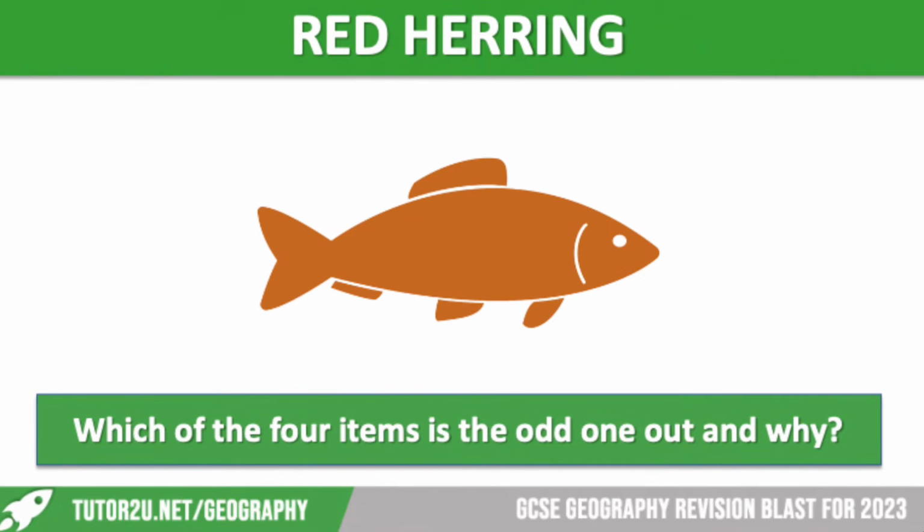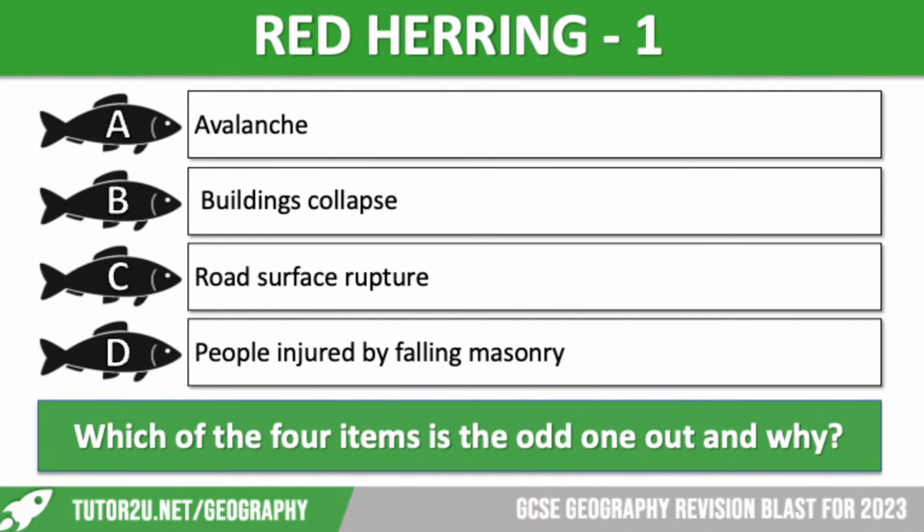Right, let's move on to a game of red herring. So this time you're going to be shown 4 items and you need to say which is the odd one out and why. So let's do our first one. So which of the 4 items is the odd one out and why? We've got avalanche, we've got buildings collapse, we've got road surface rupture, and we've got people injured by falling masonry. So if you need a little bit more time, pause the video.